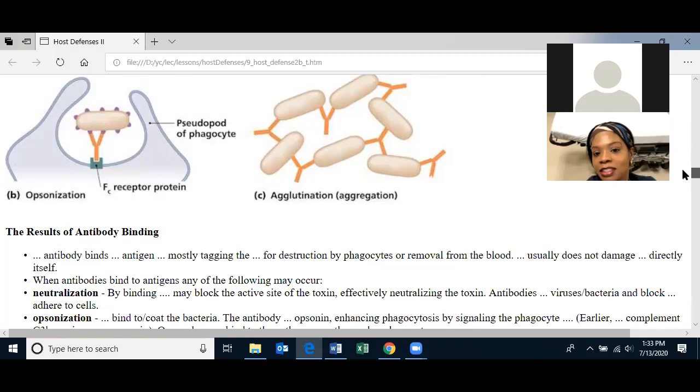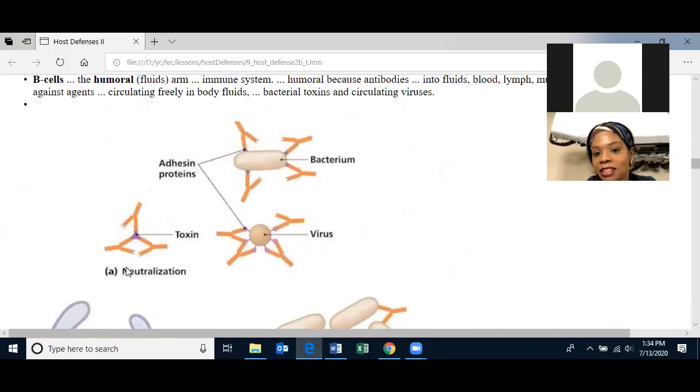But there are several things that can happen, and these we call the results of what happens when an antibody binds to an antigen. The first thing you can have is neutralization, especially toxins, but also viruses can be neutralized when the antibody binds to the toxin. When the antibody binds to the toxin or the virus, that binding can change the protein folding pattern of the toxin or the virus, making the toxin or the virus non-functional.